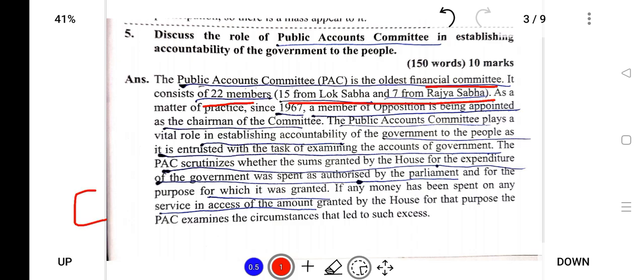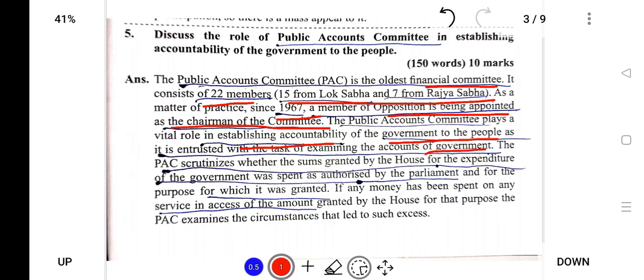Keep in mind that the Estimates Committee has 30 members exclusively from the Lok Sabha. However, the Public Accounts Committee has 22 members, that is 15 from Lok Sabha and 7 from Rajya Sabha. And since 1967, a member of the opposition is appointed as the chairman of the committee. The Public Accounts Committee, that is PAC, plays a vital role in establishing the accountability of the government to the people, as it is entrusted with the task of examining the accounts of the government.